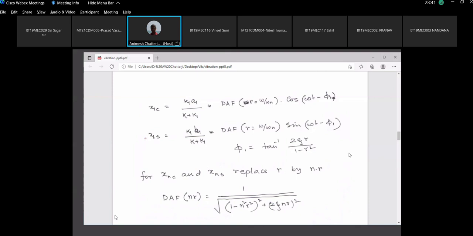Agree? So suppose we take a decision that we will go up to frequency ratio root 2, because roughly up to root 2, DAF is greater than 1, whatever may be the damping. Beyond root 2, DAF is less than 1. So let us take a decision: we will go up to a frequency ratio of root 2. What does it mean? N into R is equal to root 2.